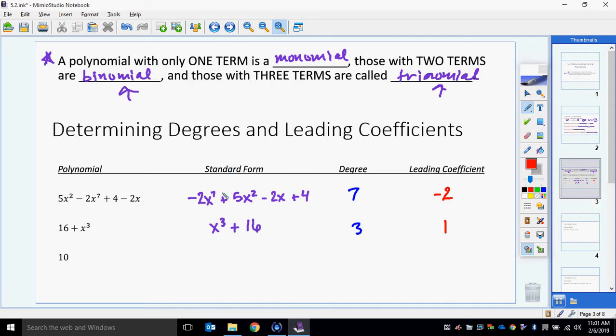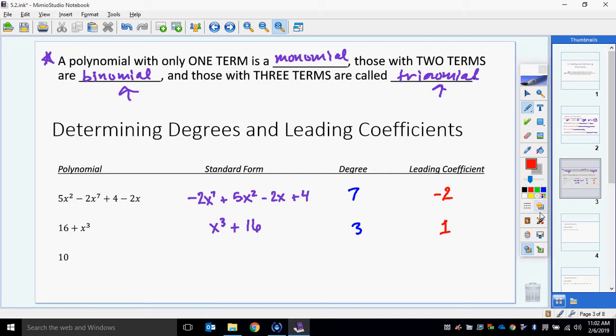Okay, hopefully you put it in standard form and we're able to see that x cubed comes first and then 16 comes second. The degree would be 3, that's the power on the highest power, and then the leading coefficient, the number in front of our variable with the degree, that's a 1. There's a 1x there, it's not a 0. So make sure for your leading coefficient, you put 1.